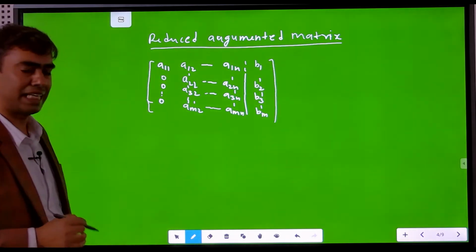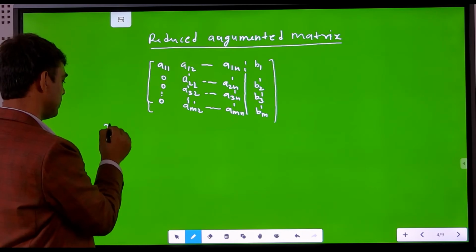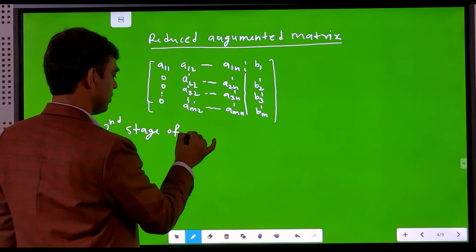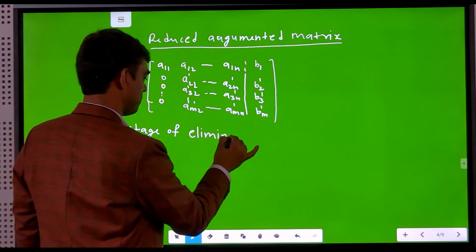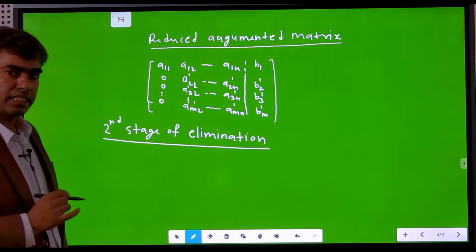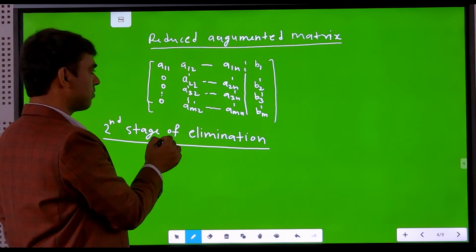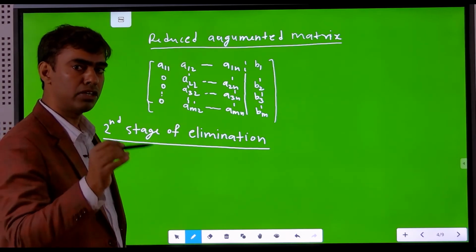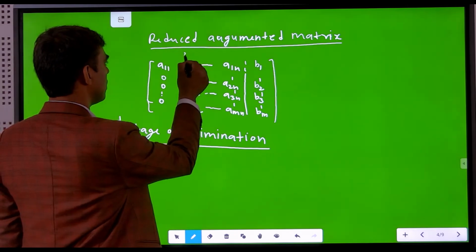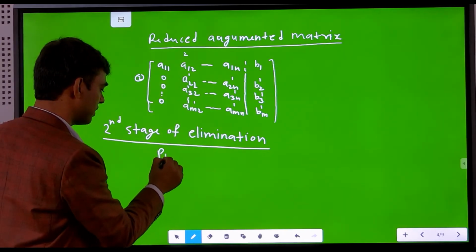Now we perform the second stage of elimination in the reduced augmented matrix. For the second stage of elimination, which one is the pivot element? First we examine the pivot element. The pivot element is the common element of the second row and second column. This one is the second column and this one is the second row, and the common element is A22 dash.